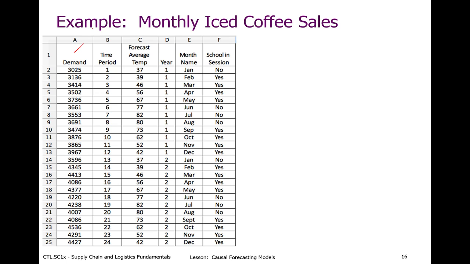Column A is the demand in cups of iced coffee sold per month. The time period is the month, and that's in column B. Column C is the forecasted average temperature for that month, and this is known in advance, so I can use it in the forecast. Column D tells me the year. Column E is the month name, and I have a flag in column F that's saying whether school is in session or not. This coffee shop is located next to a big school, and so this tells me whether the school is in session, because I might have an inkling that students drink iced coffee.